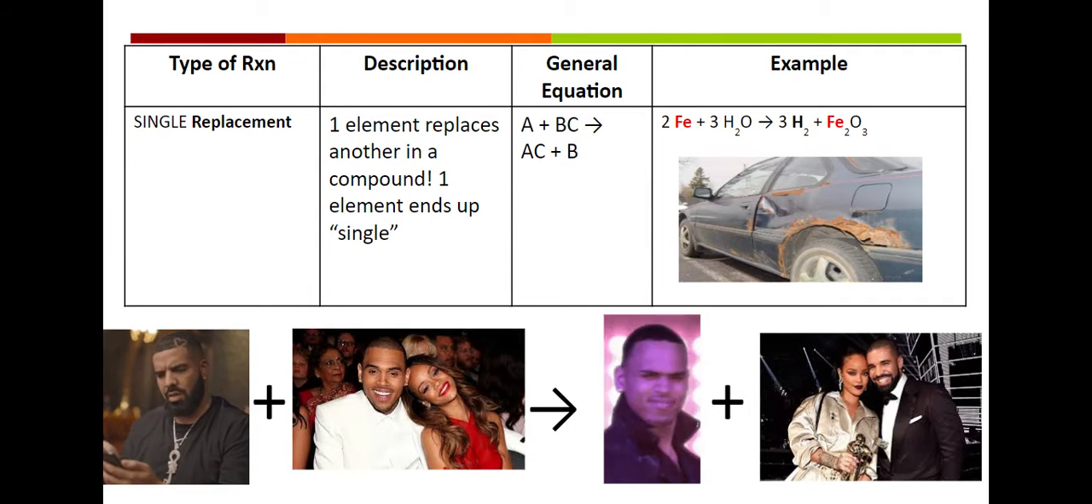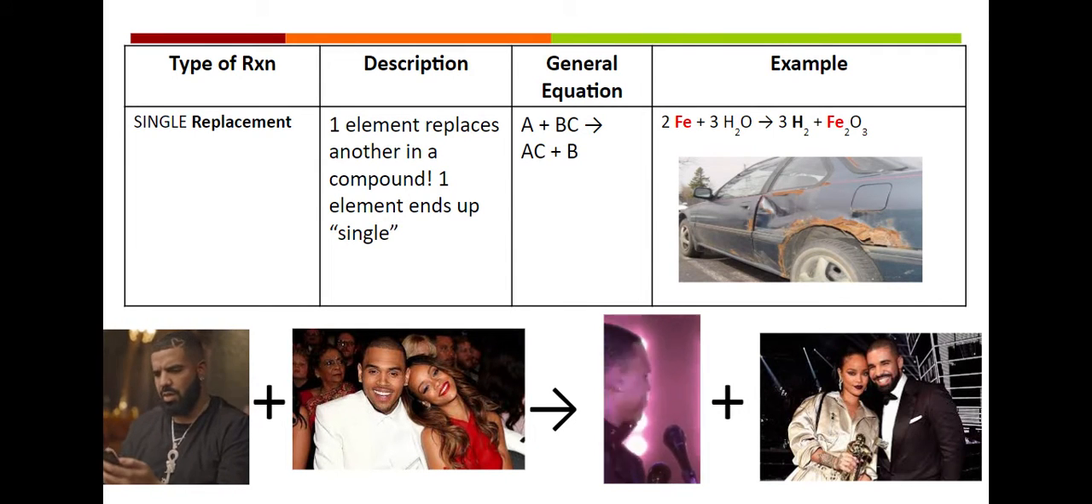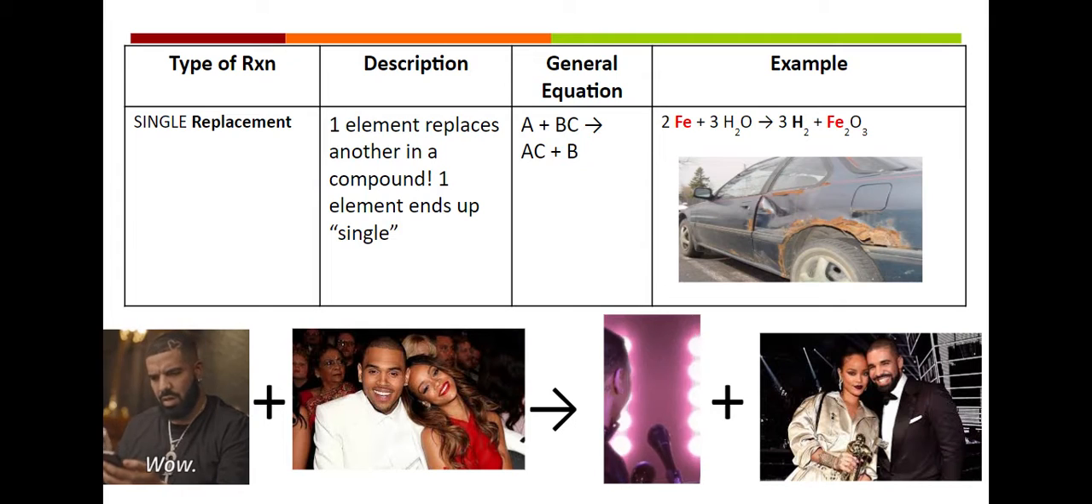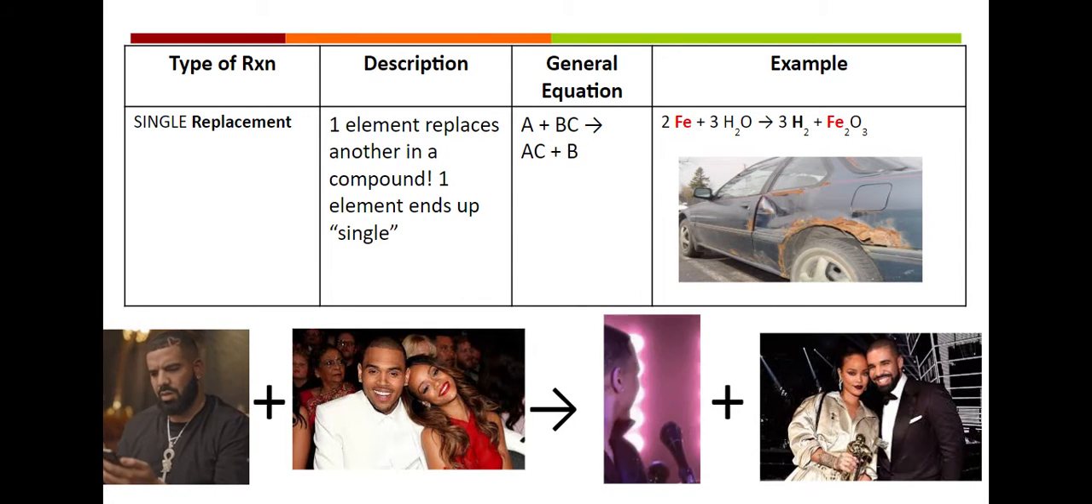So the general equation looks like element A plus element BC becomes element AC plus B. A real life example of this is what happens when cars begin to rust.